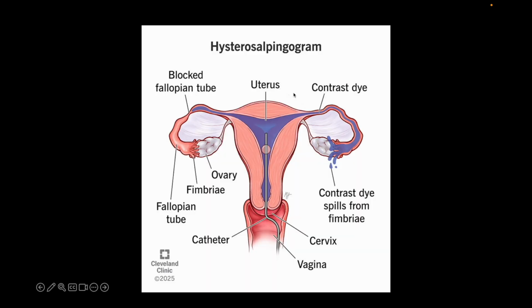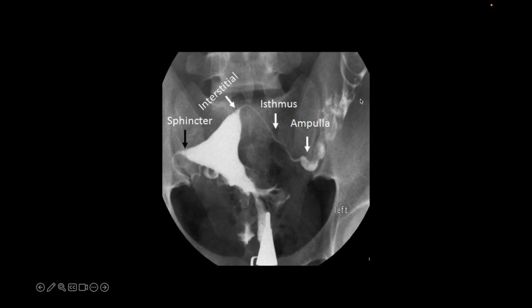This is what a HSG basically does. You catheterize the cervix and uterus, you put the contrast in, and then it will go into the fallopian tubes. And what you want is you want contrast dye to spill from the fimbriae. Peritoneal spill is a good thing. It means that it's not blocked. Like this. This is peritoneal spillage.